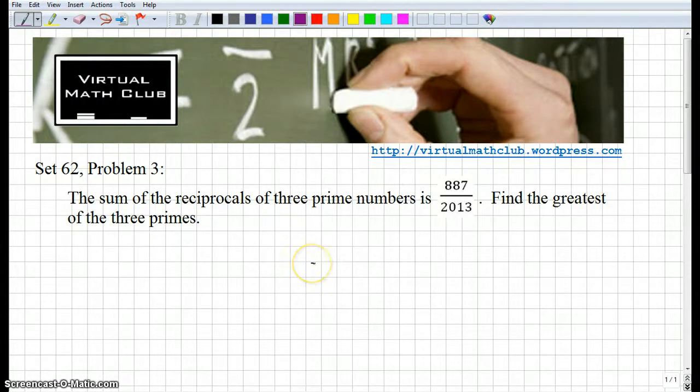The sum of the reciprocals of three prime numbers is 887 over 2013. Find the greatest of the three primes.